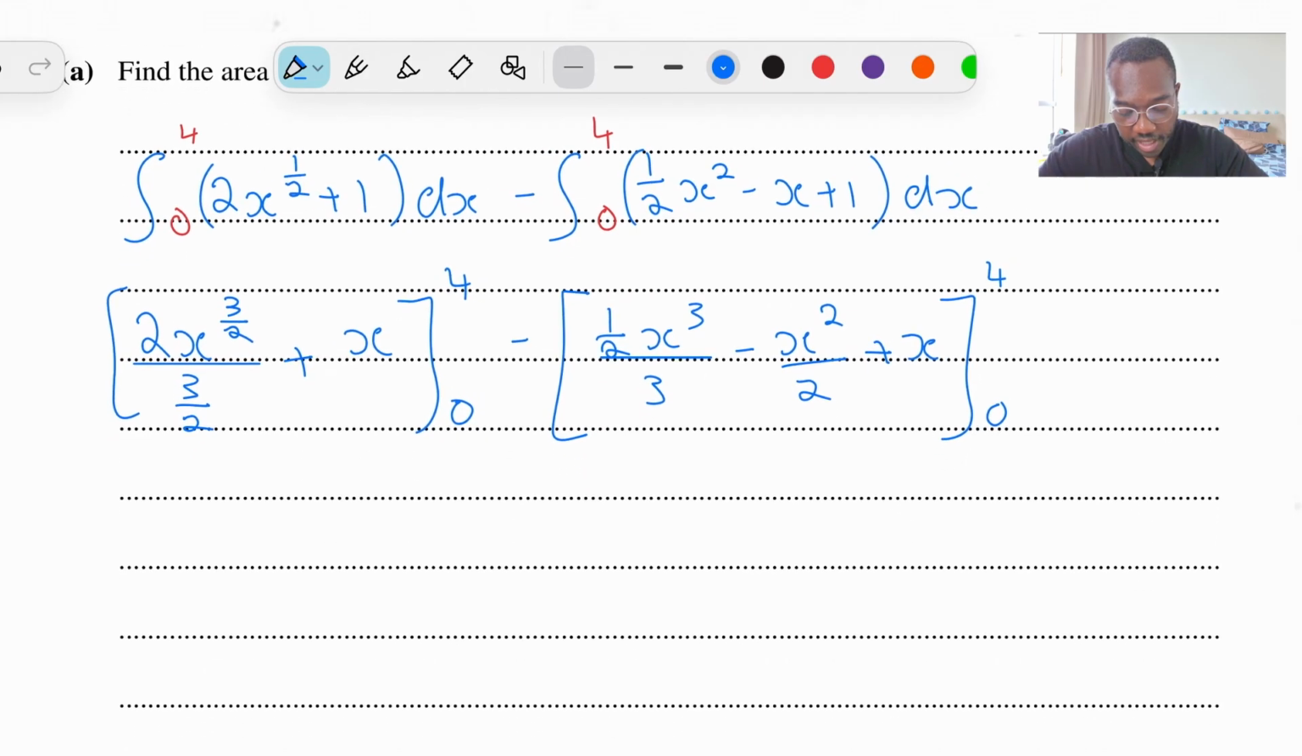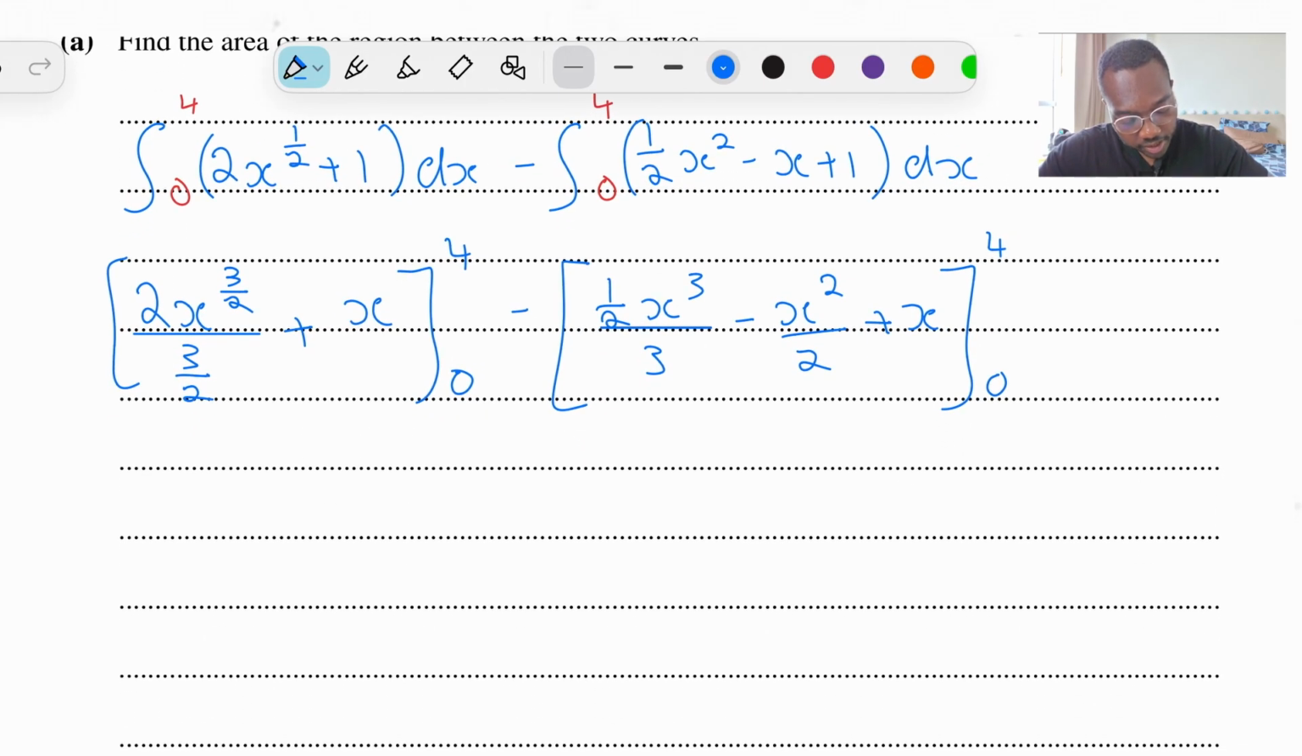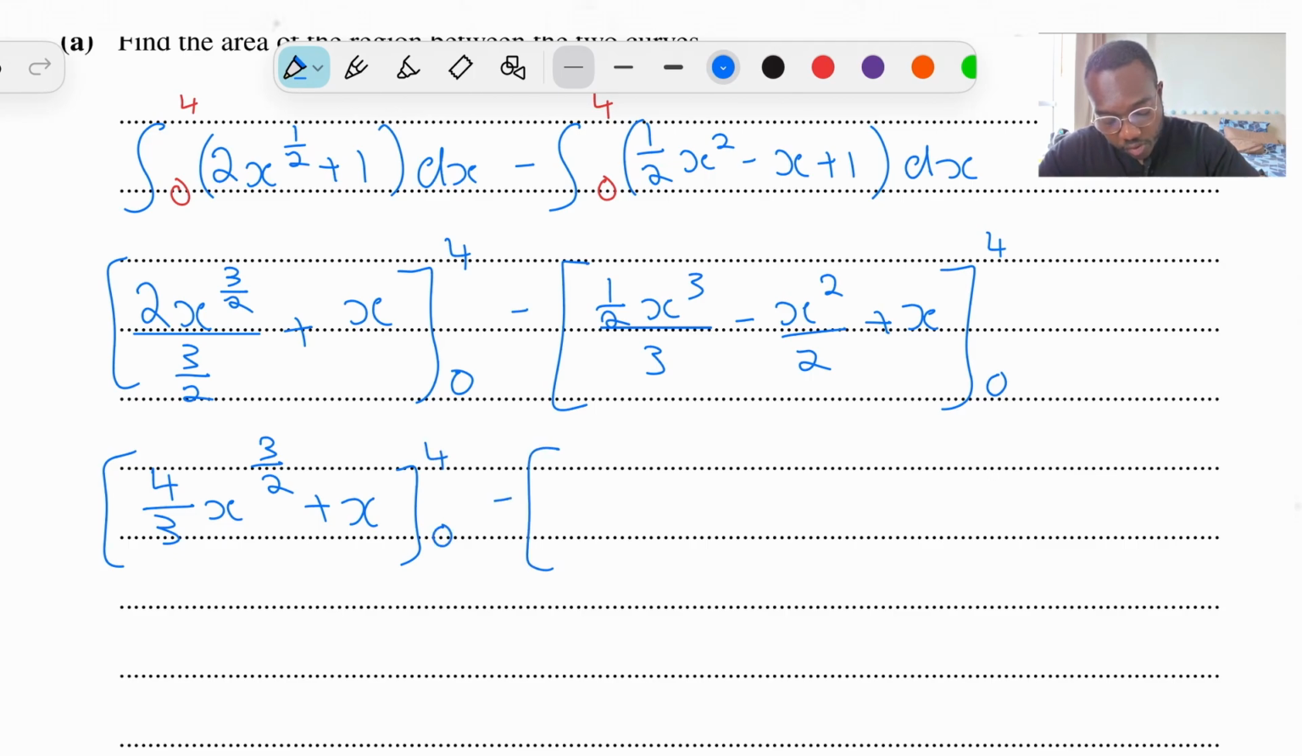And if we simplify this down a bit, we would get 4 over 3 x to the power of 3 over 2, plus x, and then we have 4 and 0, minus. This one would be a half divided by 3, so that's 1 over 6 x cubed. And then we still have the minus x squared over 2 plus x.